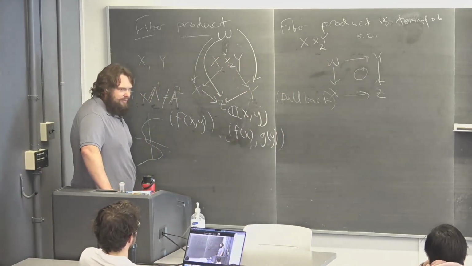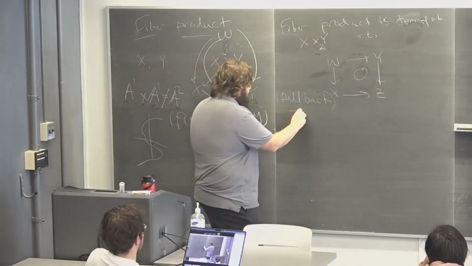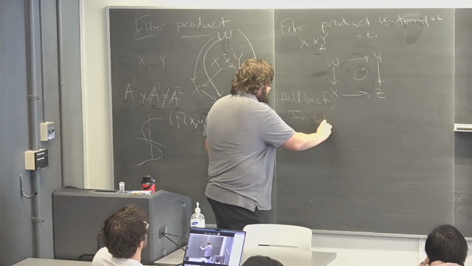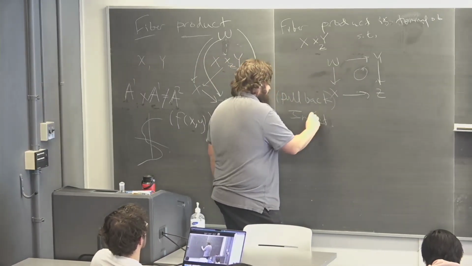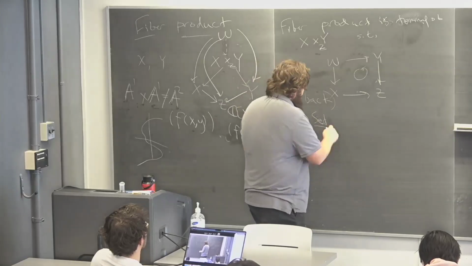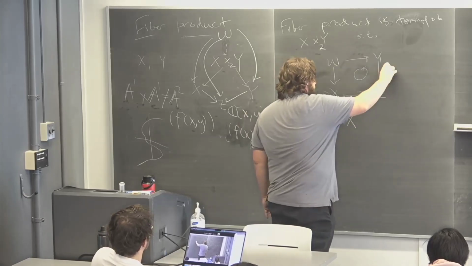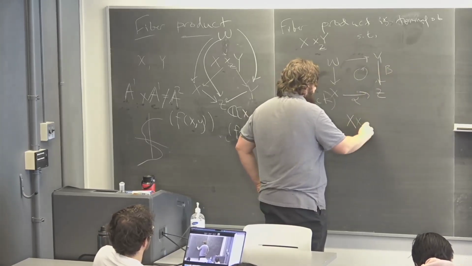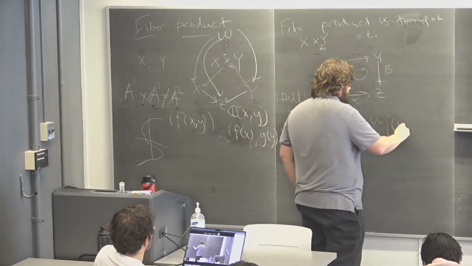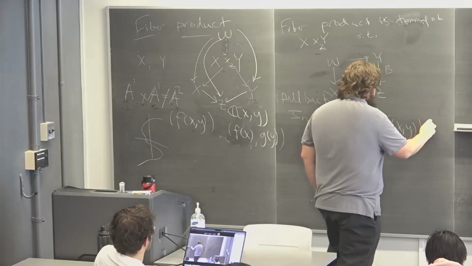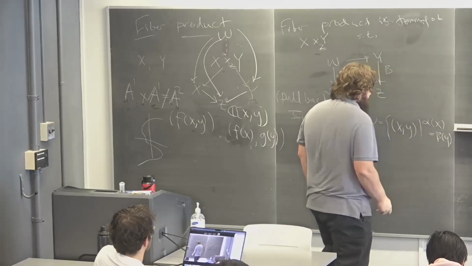Now, in many categories, this is easy to define. So for example, in sets, I can just call this map alpha and this map beta. And then the fiber product is literally just going to be a subset of the Cartesian product. It's the pairs (x,y) such that alpha of x equals beta of y.